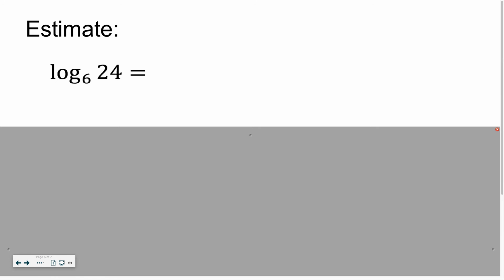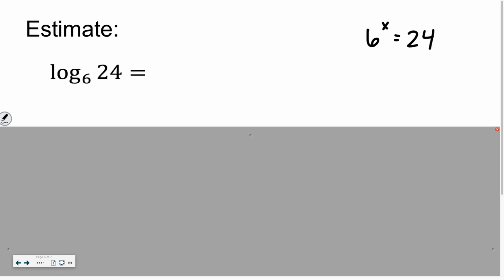Okay, before I give you the change of base, let's just think about this logically. If I gave you log base 6 of 24, we'd be thinking what in our heads? 6 to what exponent equals 24? And while we don't know, we know what it should be between, right? X is between what two numbers?